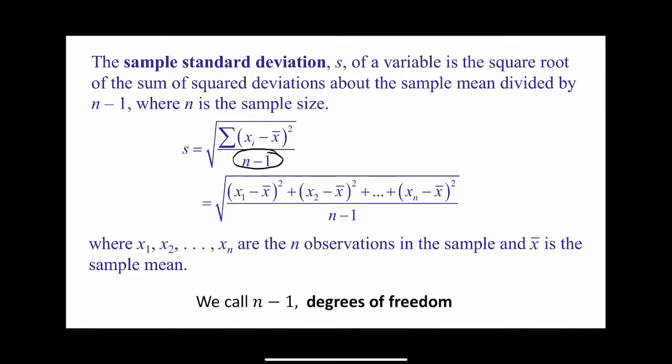There is some explanation, but for some reason I can't remember it right at this time. So we call n minus 1 degrees of freedom. We'll get into why we call it degrees of freedom a little bit later. We're going to be using that a lot later, but right now just subtract 1 from your sample size, divide by that n minus 1, and then take the square root. This is our sample standard deviation, and we just denote this with a small s.